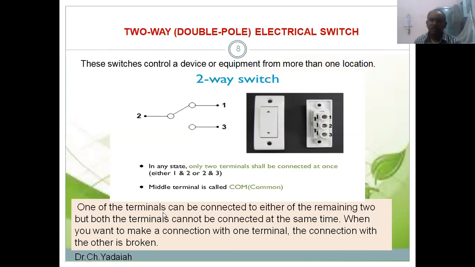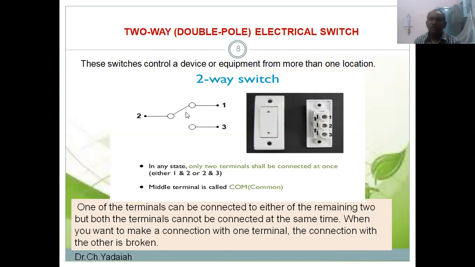Now these are the basic things you already learned at first-year level. One of the terminals can be connected to either of the remaining two, so either we connect this one or this one. There is no possibility of a middle position. Both terminals cannot be connected at the same time, because we can connect only one. And when you make a connection with one terminal, the connection with the other terminal has to be broken. Automatically it is broken.